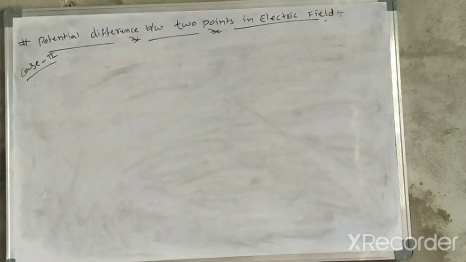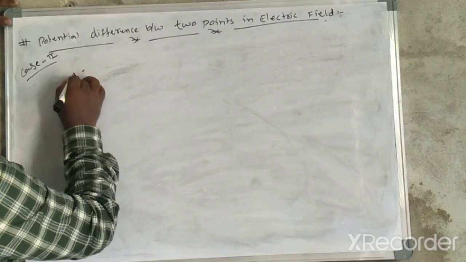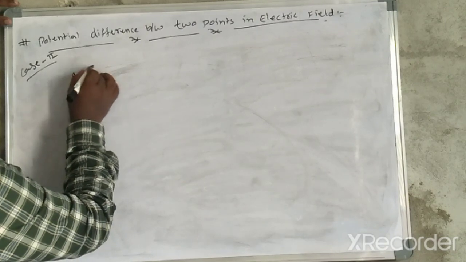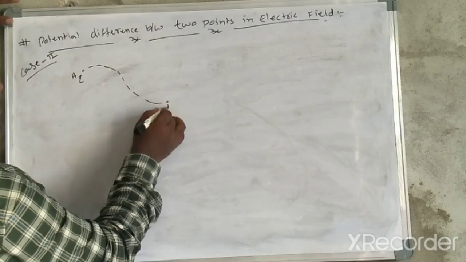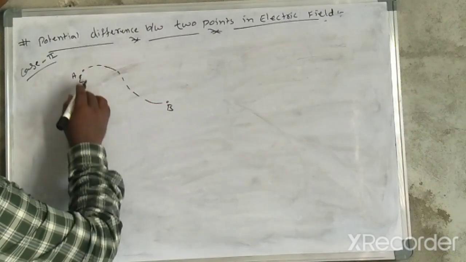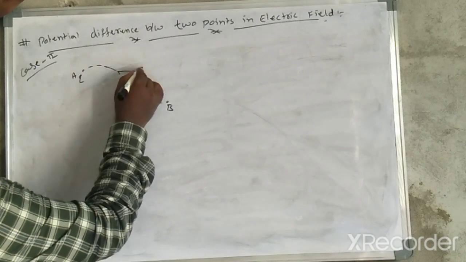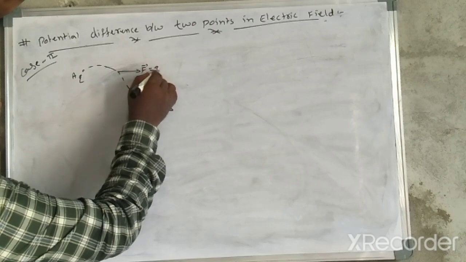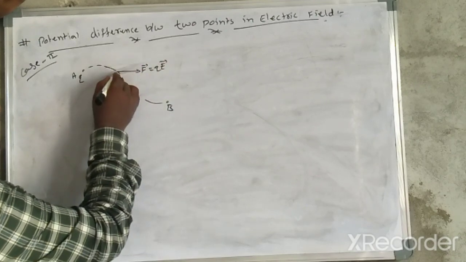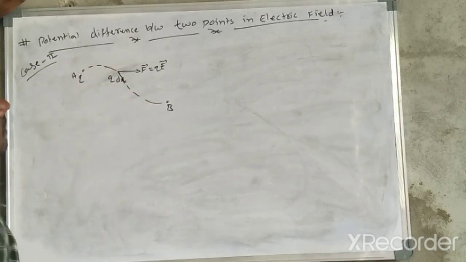Another case, number 2. Let us consider this point A. Here the charge Q is moving like this, from A to B. The electric force direction is equal to q into electric field. This is the displacement direction. Here the charge displacement is dx.